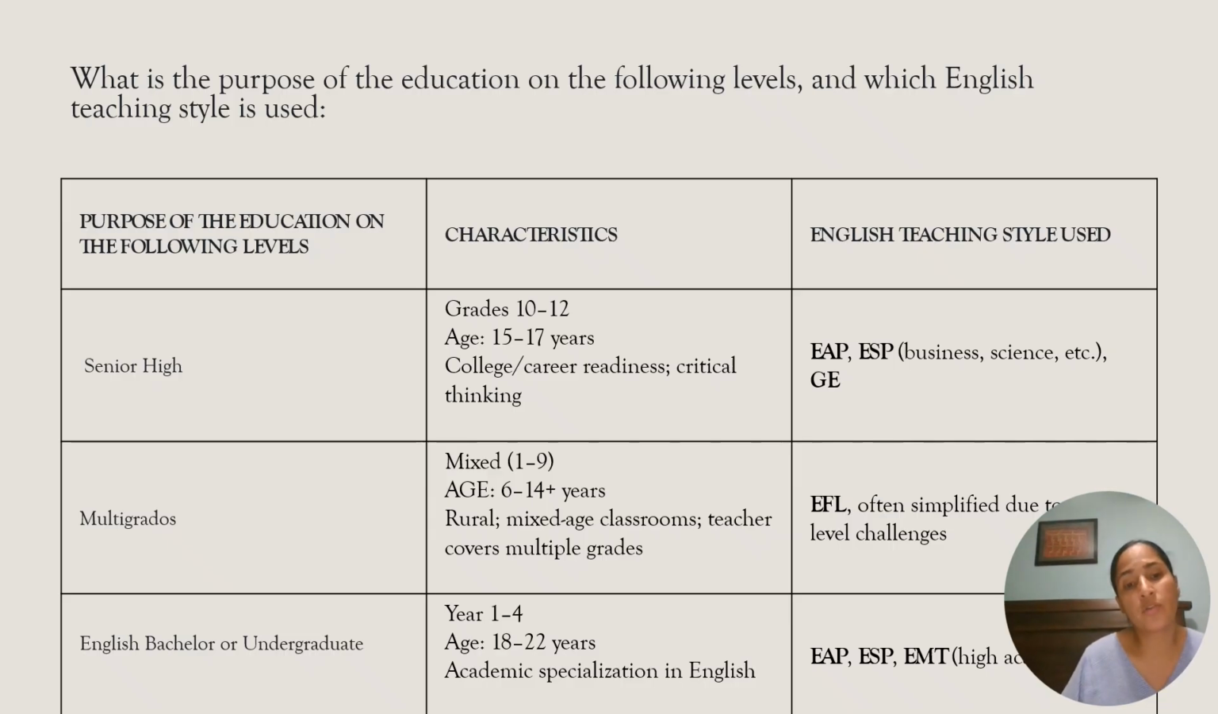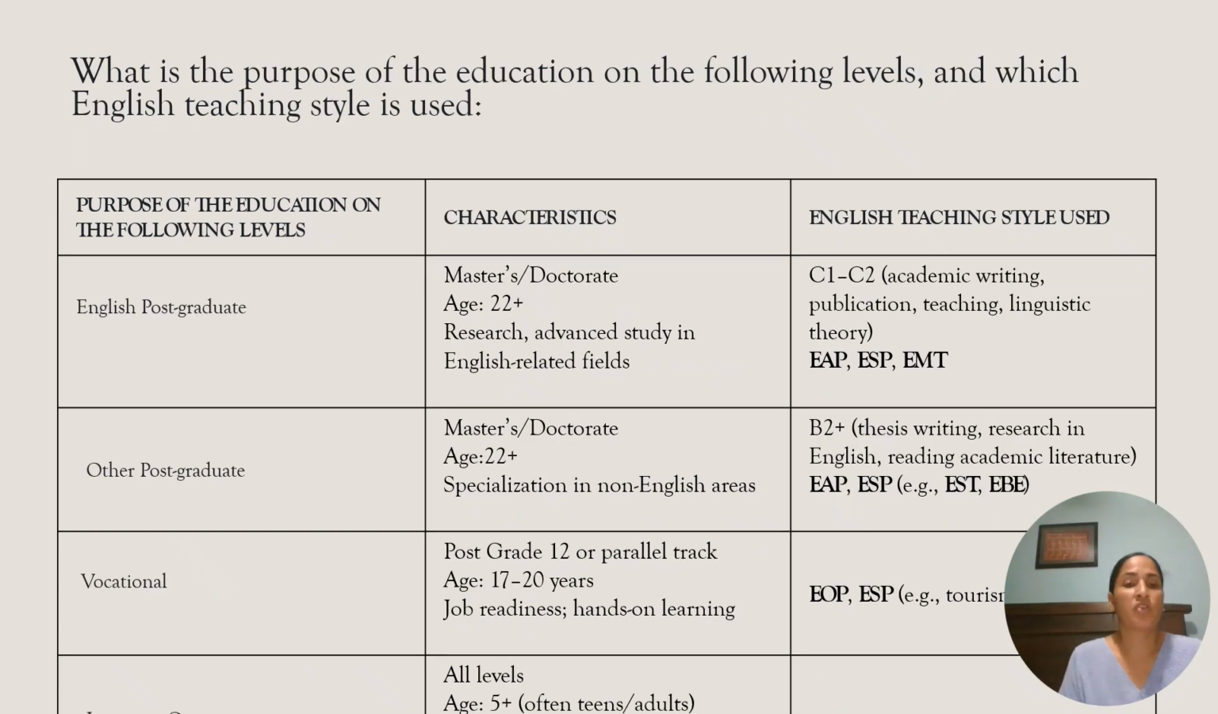We have English Bachelor or Undergraduate, which is year 1 to 4, age 18 to 22 years old, and academic specializations in English. They focus on EAP, ESP, and EMT. English postgraduate, the master and doctorate, the age is 22 and plus, research, advanced study in English-related fields, and they focus on academic writing, publications, teaching, linguistic theory, and the focus is on EAP, ESP, and mother tongue.